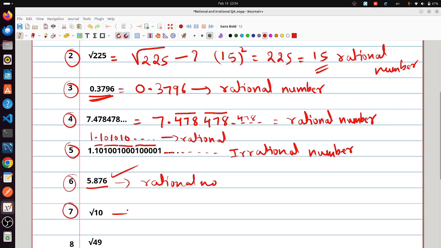Now let us look into the 7th problem. Root 10, is it a perfect square? This is obviously not a perfect square, so this is also an irrational number.